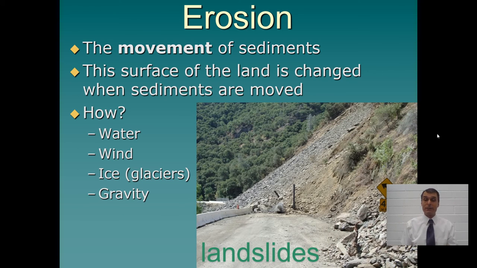And then we have gravity. Or in this case, what you will know as landslides. So this is where large amounts of material are being carried downslope to another location. So these are the types of weathering and erosion. These are the two things that on a regular basis are changing the Earth's surface.